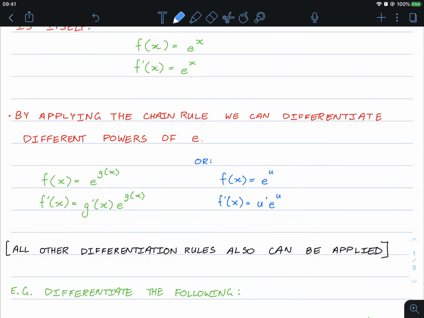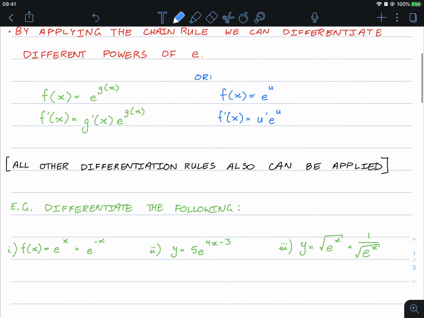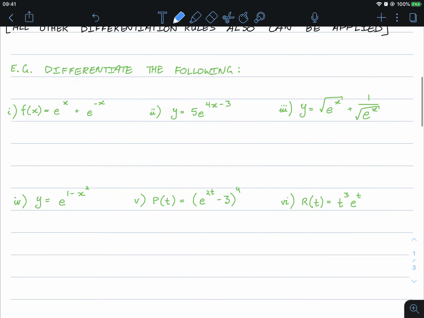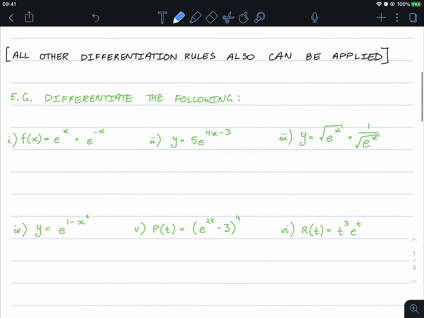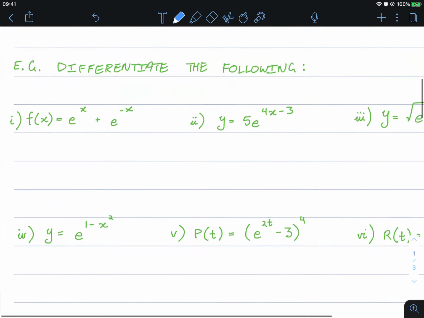All other differentiation rules can also be applied. By that we mean product rule, quotient rule, and other chain rules. So let's get straight to it. Let's differentiate the following. So I have 7 examples here. You can pause the video and give them a go yourself.